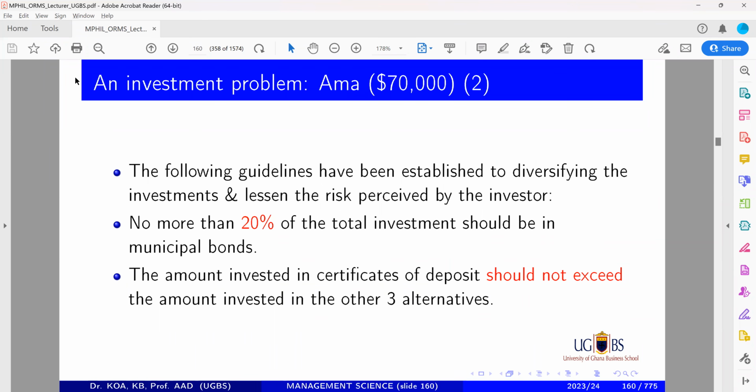The following guidelines have been established to diversify the investments and lessen the risk perceived by the investor. No more than 20% of the total investment should be in municipal bonds. The amount invested in certificates of deposit should not exceed the amount invested in the other three alternatives.